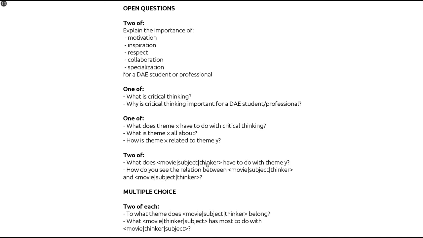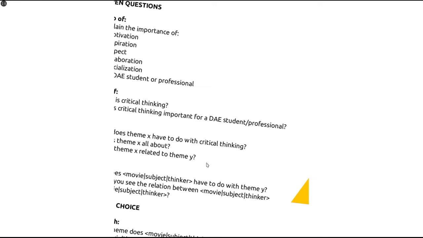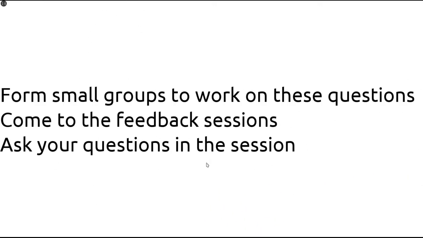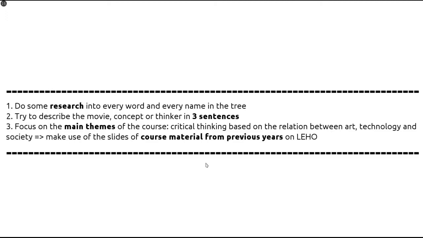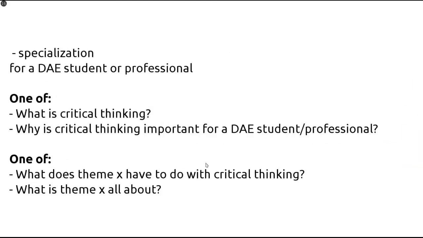Should you attain level 3 or 4, then the tree must also be used for your final assignment. In that case, you should select one theme to do some deeper research. Using that theme, you then need to combine a subject, a thinker, and a movie to write an essay about. This essay should, of course, take everything into account you have learned from the previous essay and should be between 800 and 1600 words.